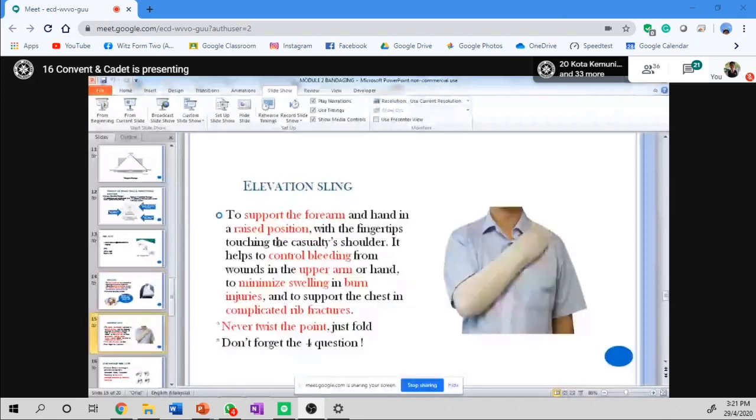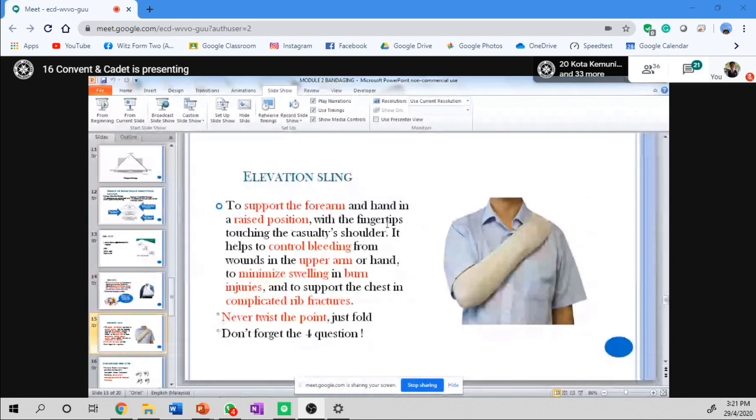Okay, so with the fingertips, blah blah blah, this one is not important. The purpose is to control bleeding from wounds in the upper arm. Means if you have any wounds on your upper arm, you have to perform this sling to control the bleeding, to reduce the bleeding from your upper arm. Then to minimize swelling from a burn, this one I quite rarely see. The main one is to control bleeding for your upper arm. This is the main one, okay?